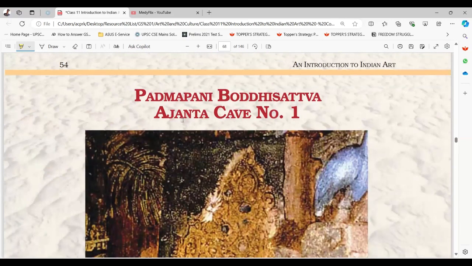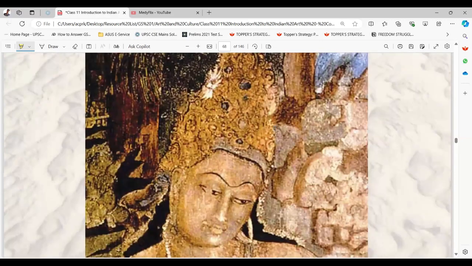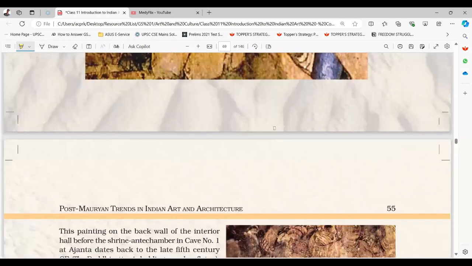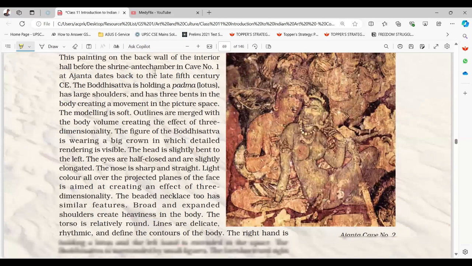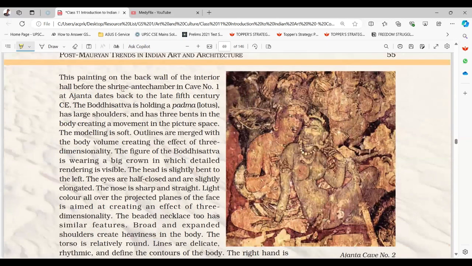Padmapani Bodhisattva, Ajanta cave number 1. This painting on the back wall of the interior hall before the shrine chamber in cave number 1 at Ajanta dates back to the late 5th century CE.